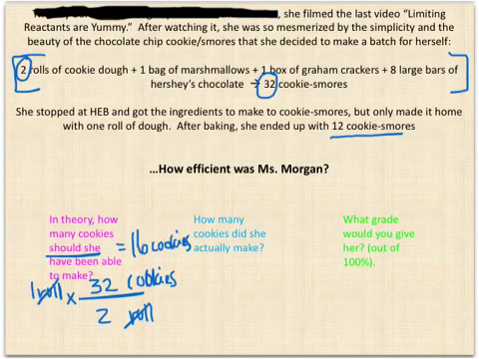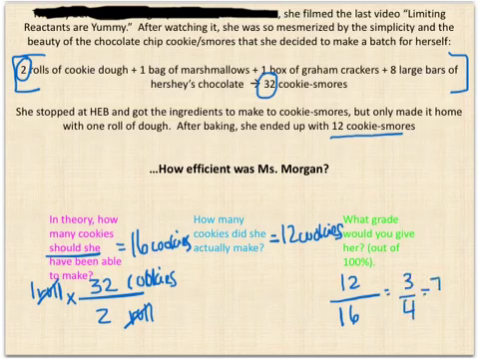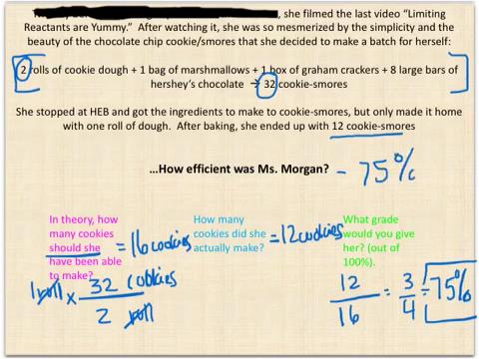How many cookies did I actually make? Well, I told you I made 12 cookies. What grade would you give me as a baker? If you had to give me a grade like I give you a grade on a quiz, what would you give me? Well, I only made 12 out of 16 cookies. So that would be 3/4 or 75%. So my efficiency would be 75%. I'm only 75% efficient. I made 75% of the amount of cookies I should have been able to make.